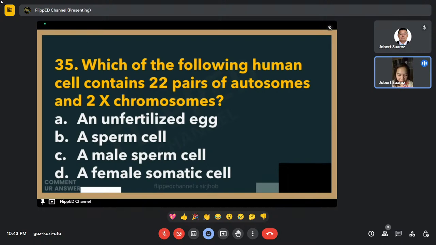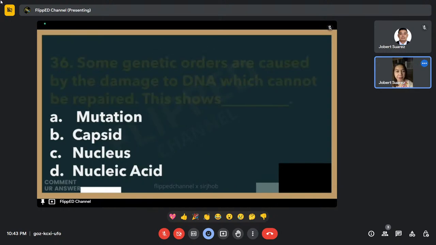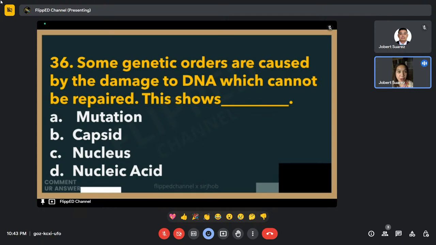Okay, time's up. The correct answer for number 35 is letter D, a female somatic cell. Tandaan niyo yan, ha? I-take note niyo kapag nagkamali kayo para next time pag na-encounter niyo, tama na. Next, number 36. Some genetic disorders are caused by damage to DNA, which cannot be repaired. This shows blank.